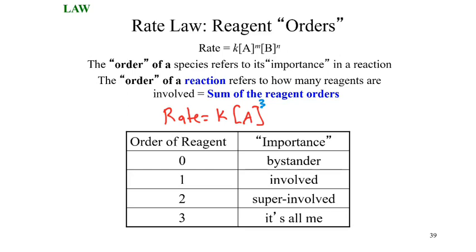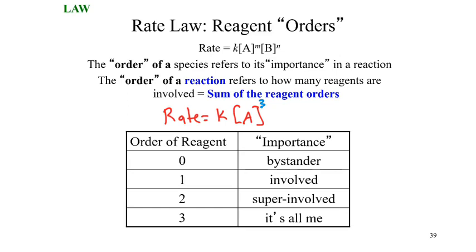To get an order of 3, that means that's it. Okay, A is now the only thing involved in the rate of that reaction. Okay, it doesn't mean it's the only thing involved in the reaction. It just means it's important in the slow step of the reaction. Okay, why is it now an "it's all me" thing?